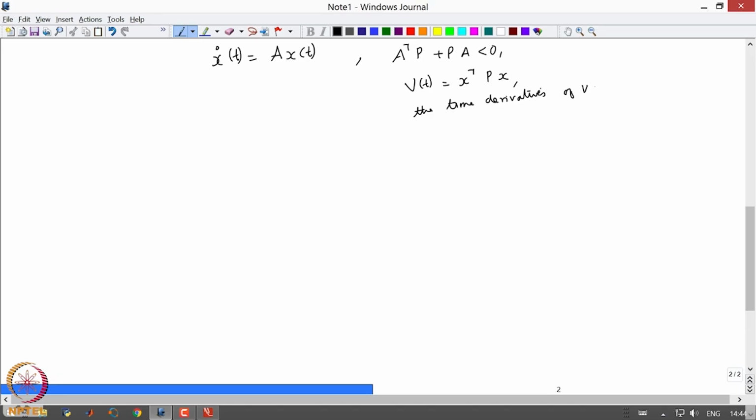Of V, right. So, we computed V dot and then derived a bunch of properties based on the system dynamics, based on this condition, and what we showed essentially was that satisfaction of this condition actually implied exponential stability. Okay.